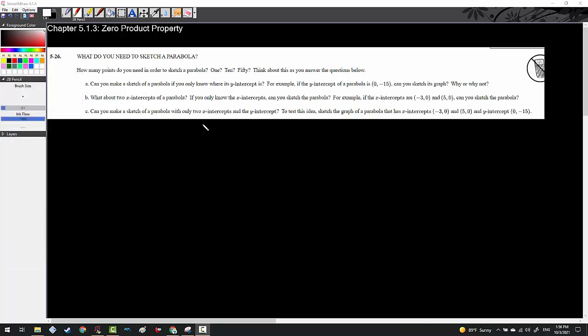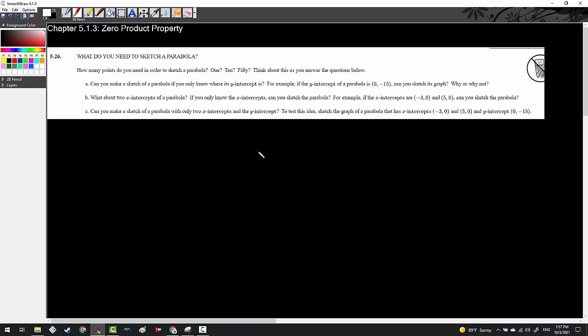In today's episode, we will be discussing Chapter 5.1.3, which is the zero product property. Our path begins on problem 5-26, which states, what do you need to sketch a parabola? In other words, how many points do we need if we were going to sketch the graph?